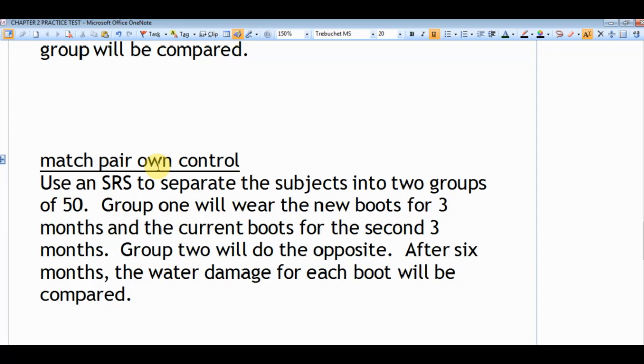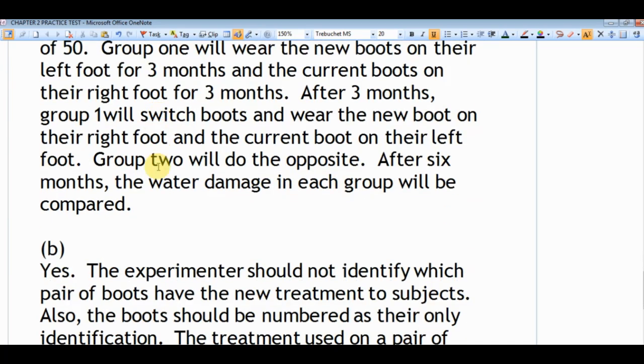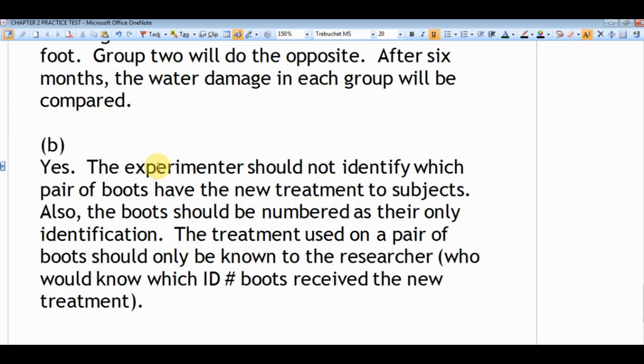Any last questions on this? Part B. Is it possible to do a double-blind test? Yes. Yes, good. That's what it says there, yes. Remember that we need to make sure that the subjects do not know which treatment they're getting. So in this one, that translates to saying the subjects are not supposed to know which boot has the old treatment and which boot has the new treatment. And that's possible here because the boots are identical. I think that was even stated in the question.